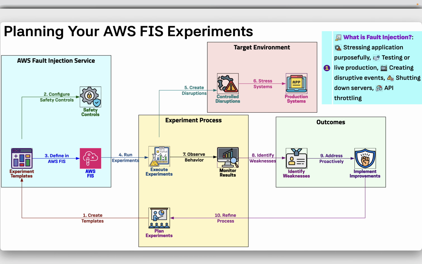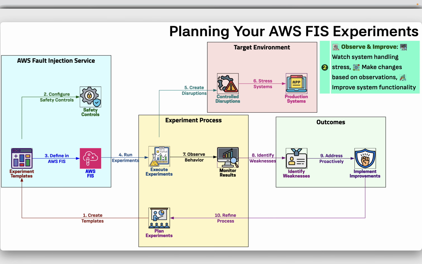So how to plan your AWS FIS experiments? First, what is fault injection? Fault injection means stressing your application on purpose, either in testing or live production, by creating disruptive events. Think of things like shutting down servers or slowing down API calls. We call this API throttling. Then you observe and improve. The goal is to watch how your system handles these stressful events. Based on what you see, you can then make changes to improve how it works.